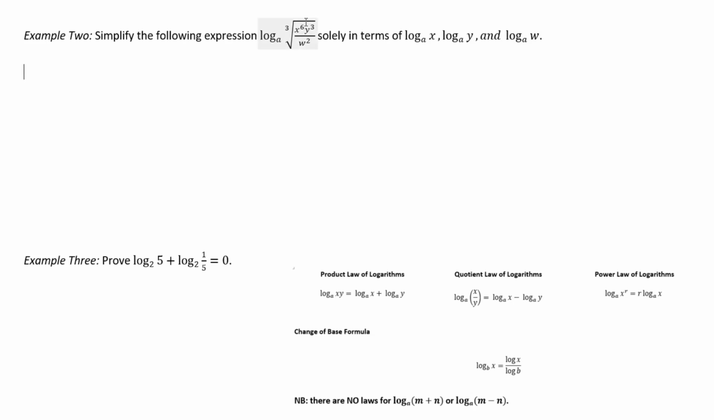You've got x to the power of 6, y to the power of 3, all over w squared. And then you have to take the cube root of that, right? And that's a logarithm. So let's simplify this a little bit, okay? All right, so we start over here. I'm just going to rewrite the entire question. So log base a of the cube root of x to the power of 6 times y to the power of 3 all over w squared. Well, I know that all of this right here is the cube root, so I'm going to take this and change the way it looks.